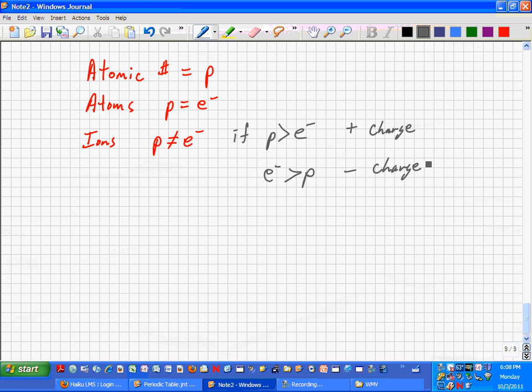Now we can make this comparison. If we want to know how big that charge is, we ask ourselves the question, how many more protons than electrons, or how many more electrons than protons? So we ask how many more, to get the number of the charge.